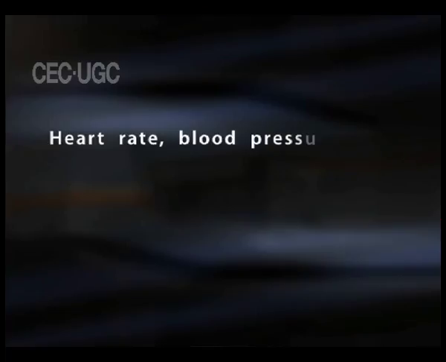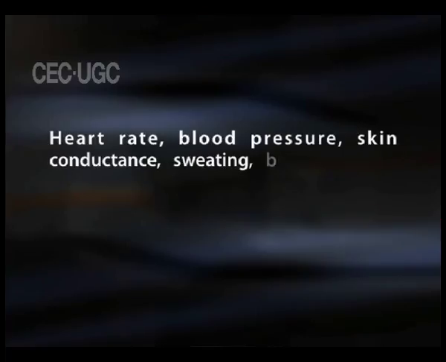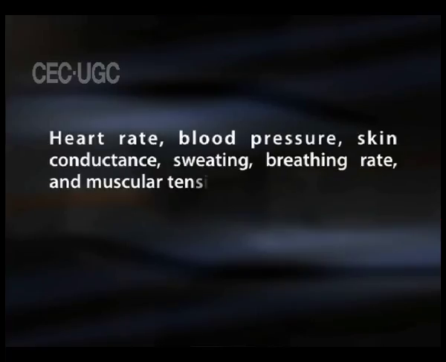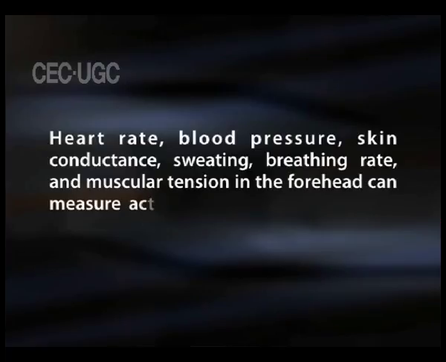Heart rate, blood pressure, skin conductance, sweating, breathing rate and muscular tension in the forehead can measure activation levels of the visceral brain. Neurotic individuals have greater activation levels and lower thresholds within the visceral brain. They are easily upset in the face of very minor stresses. However, emotionally stable people are calm under such stresses because they have lesser activation levels and higher thresholds.